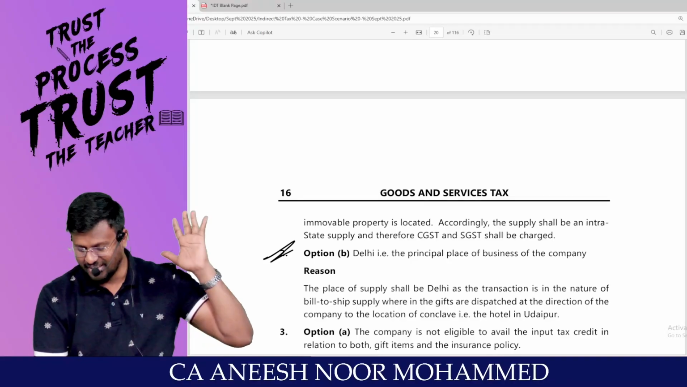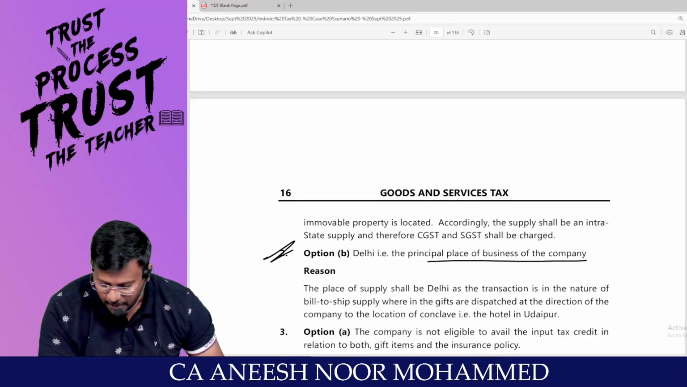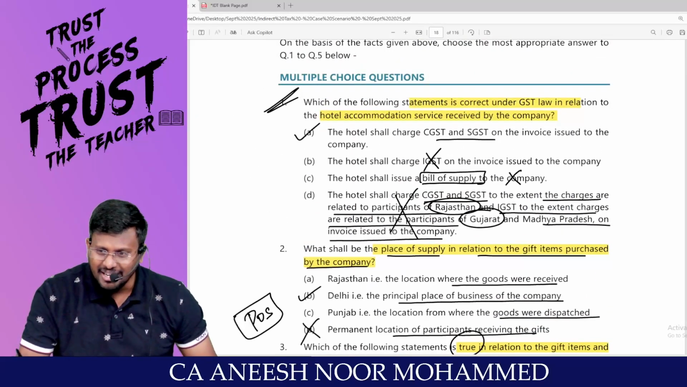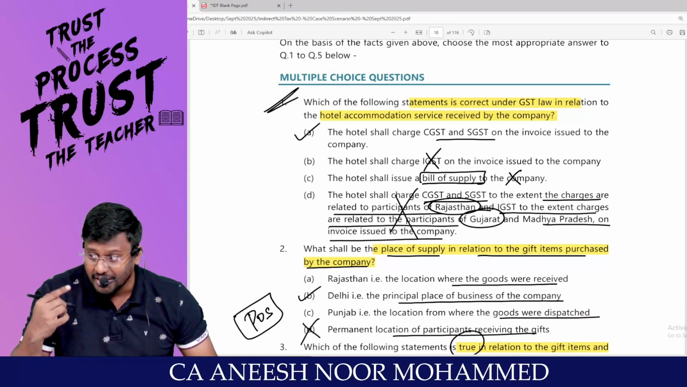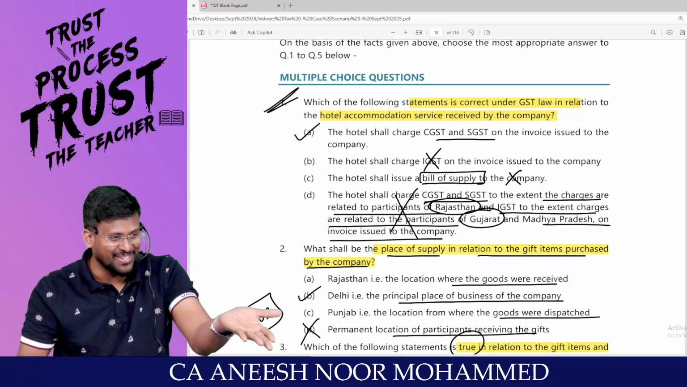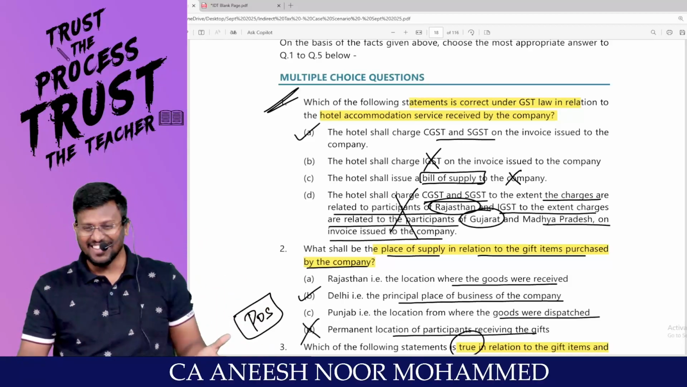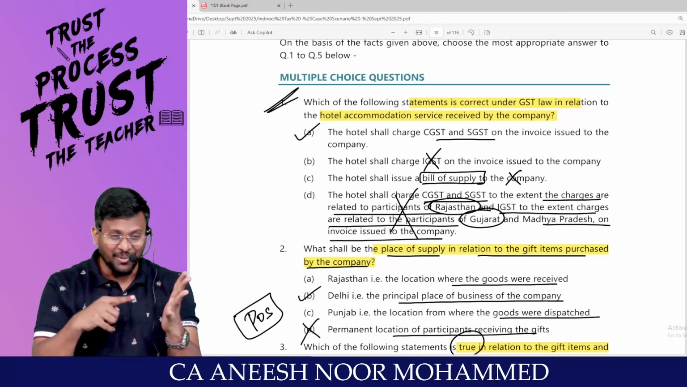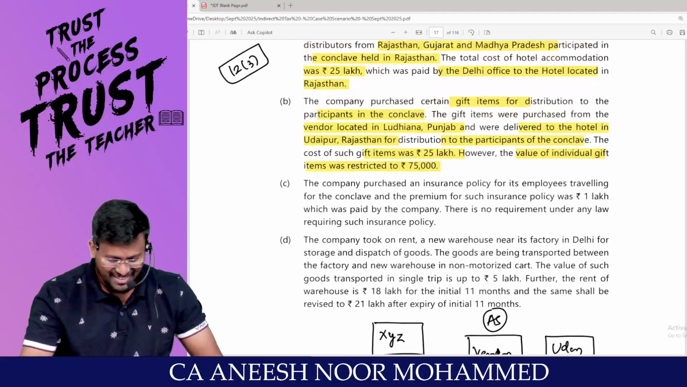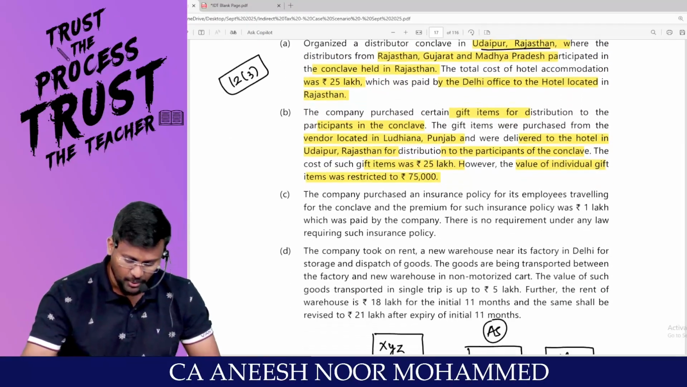Are you all really with me? Delhi, that is the principal place of business of the company. A normal student who has not tried or done this type of case scenario going to the exam will not even know that this is a bill to ship transaction. That's a comedy. First I should know which scenario it is, then only apply the provision. Correct? Fantastic. I'm moving to the third one.